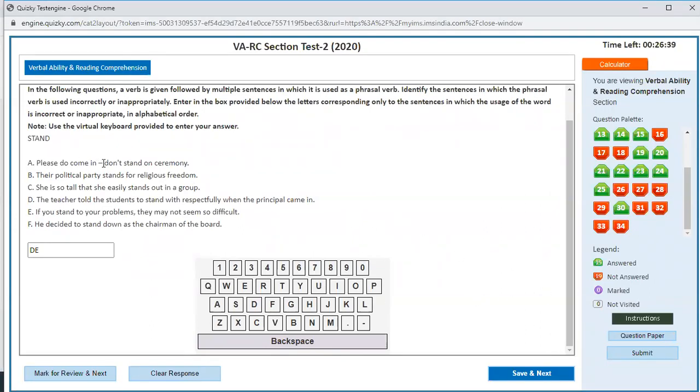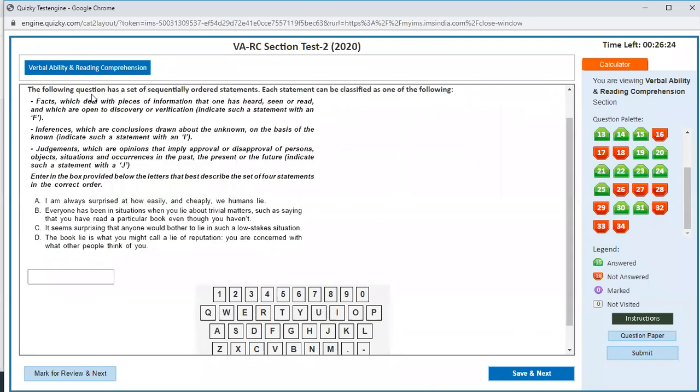Let's read it again. Please do come in, don't stand on ceremony is fine. The political party stands for religious. Okay. So tall that she easily stands out in a group. Okay. He decided to stand down as the chairman of the group. Okay. ये तो बिल्कुल सही है. Jesus doesn't stand with the okay. गलत. If you stand up to your problems. Okay. D and E are incorrect.